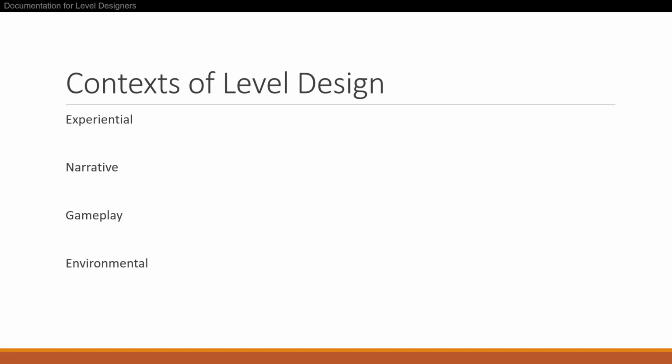When working with a level design document, you're going to express information through the context of the level, particularly in these four contexts: experiential, narrative, gameplay, and environmental. Depending on the scope of your game, these may be very small, insignificant, or irrelevant, but these are the general four ways in which you're going to express the details of a level.